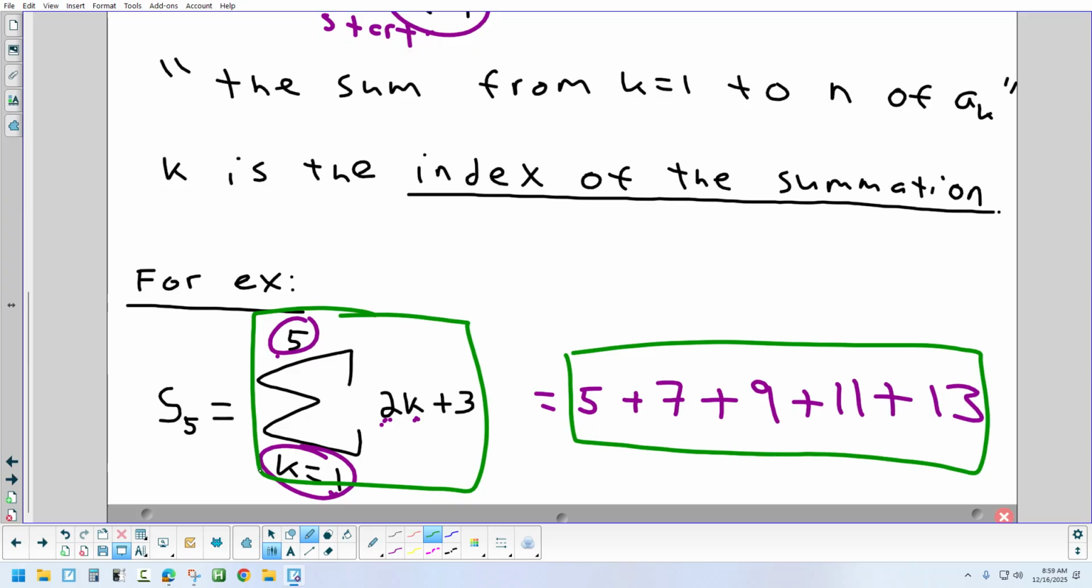This is called sigma notation on the left. This is called expanded notation on the right. Expanded is when you do it all out. Any question on how we got 5, 7, 9, 11, 13?